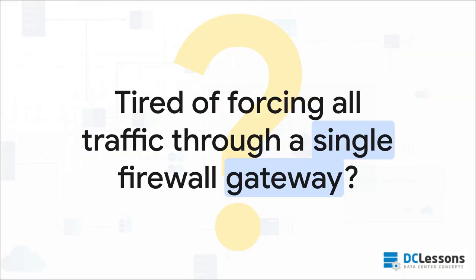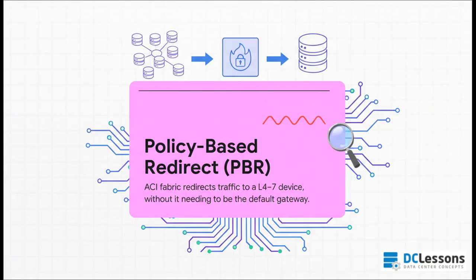You had to make the firewall the default gateway for your servers, forcing all of their traffic through it whether it needed to be inspected or not. It was rigid, it created all sorts of routing headaches. It was just a mess. Well, PBR just throws that entire model out the window. The magic here is that the fabric itself becomes the intelligent traffic cop. Your servers don't even need to know the firewall exists.